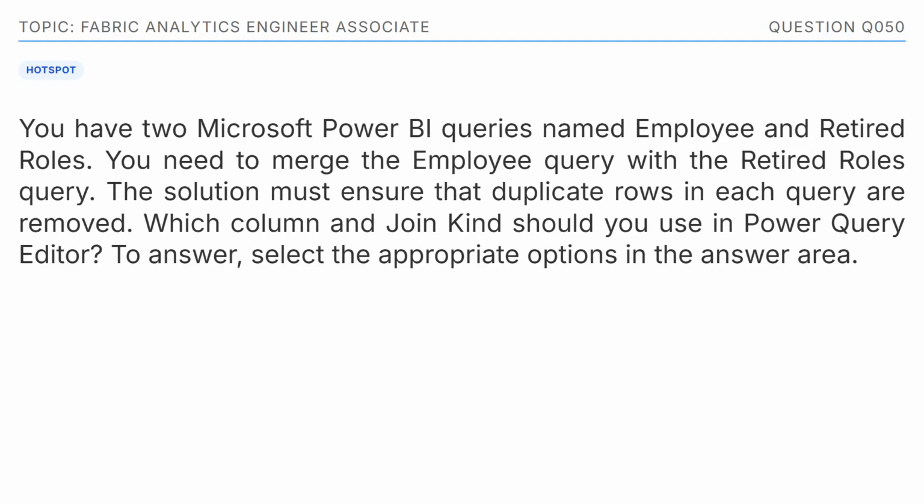You have 2 Microsoft Power BI queries named Employee and Retired Roles. You need to merge the Employee query with the Retired Roles query. The solution must ensure that duplicate rows in each query are removed. Which column and join kind should you use in Power Query Editor? To answer, select the appropriate options in the answer area. Pause the video, choose your answer from the drop-down, and let's review the explanation.